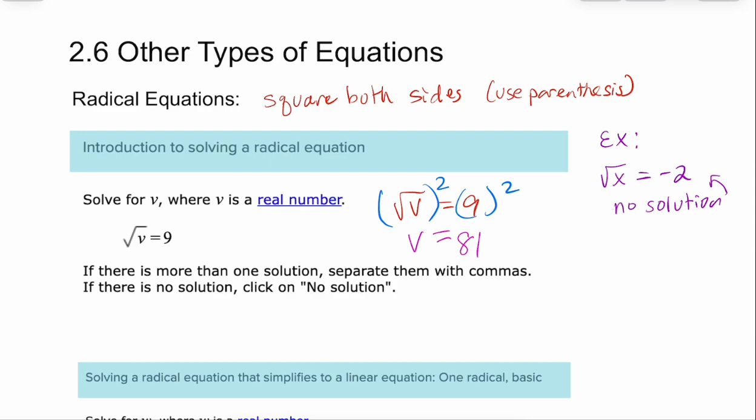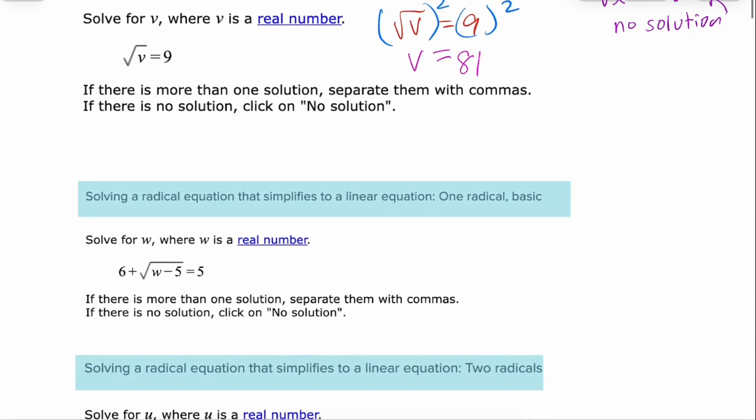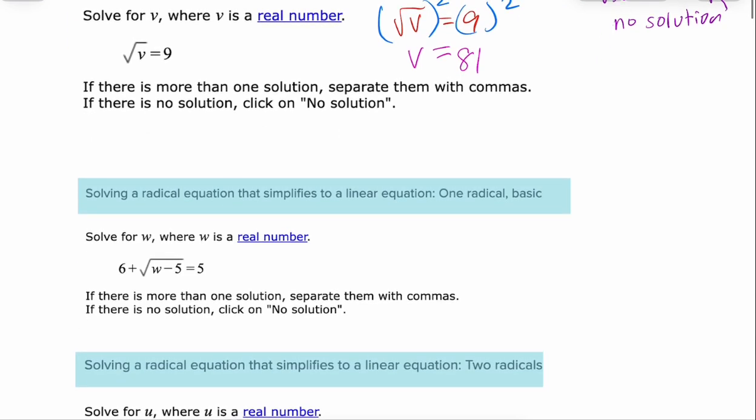Everybody good with our first kind of little piece? Now let's start looking at some that are a little more complicated. So here you'll see how it says simplifies to one radical. So do you see this equation right here? Let me write it to the side a little bigger so you can see it.